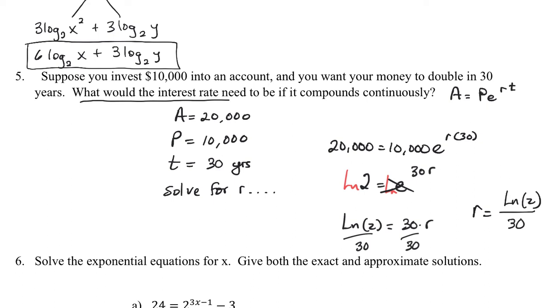And this is where you would get your calculator out. And your scientific calculator does have a natural log button. So if you type in natural log of 2 and then divide that by 30, you're going to get 0.023. So if we convert that back into a percent, that would be 2.3%. That would be our interest rate.